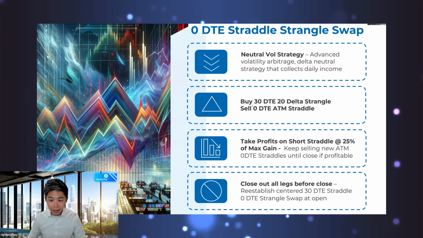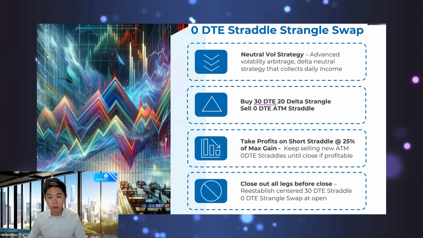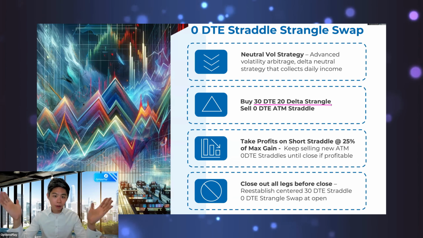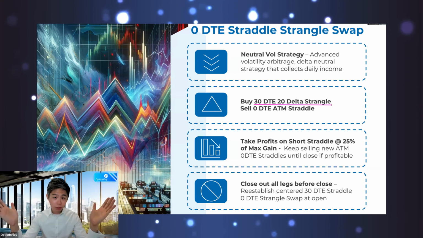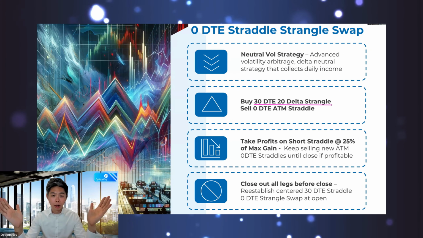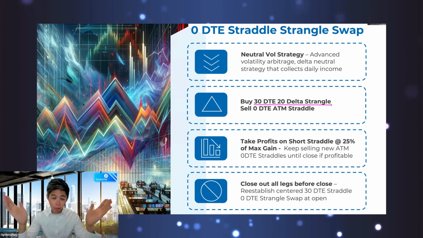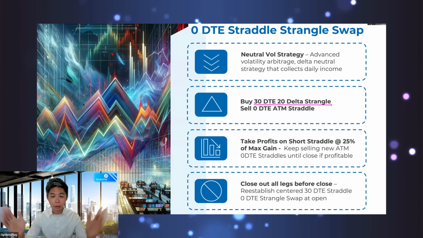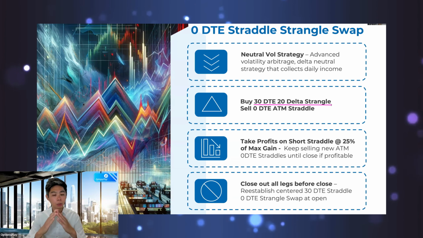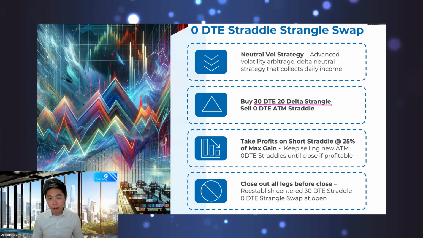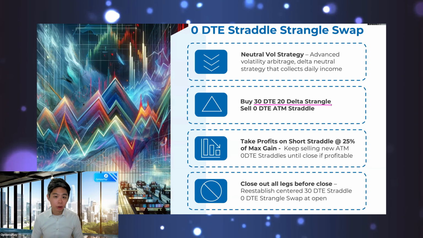What you're doing here is you're buying a 30 days to expiration, 20 delta strangle. So you're buying an out of the money strangle that's 30 days out. That gives you some directional exposure, but it's fairly delta neutral because you're buying 20 deltas. And then you're selling an at the money straddle. And the strategy driver here is actually selling that at the money straddle.